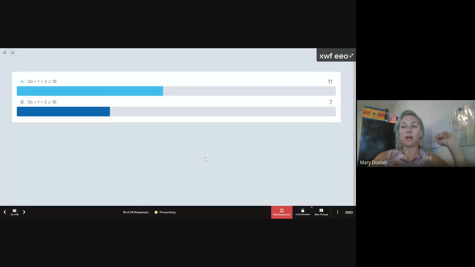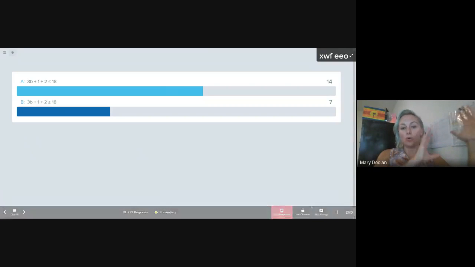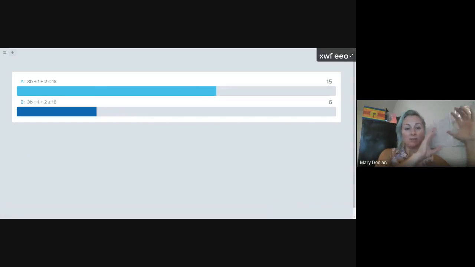Okay, right now we're kind of split. 11 of you say A, 7 of you say B. Remember, with both of these inequalities, the left-hand side is the total weight of her items in the backpack. The 18 represents the most she can carry. So which symbol makes sense for this situation?